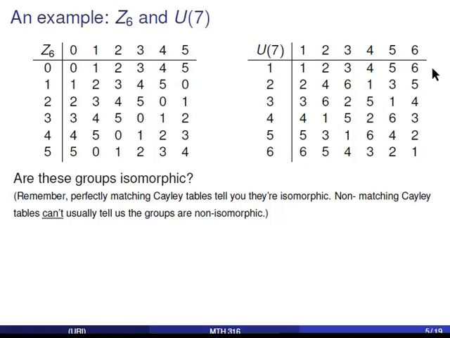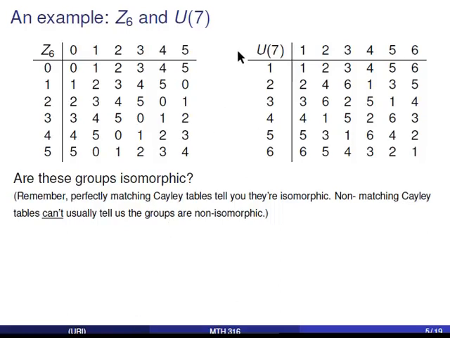U of 7 does not have that same diagonal stripe pattern, but remember, if two groups have the same patterns in their Cayley table, then we can probably show that they're isomorphic. But if two groups do not have the same patterns in their Cayley tables, that does not immediately tell us that they're not isomorphic. They still could be. So to decide whether these groups are isomorphic or not, let's take a look at whether U of 7 is cyclic.